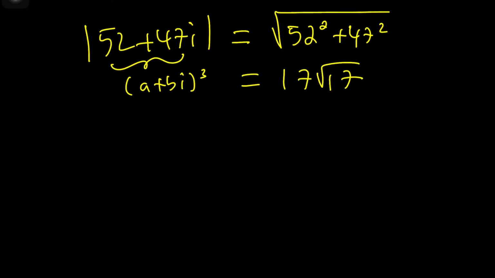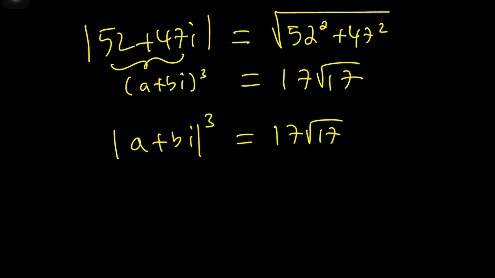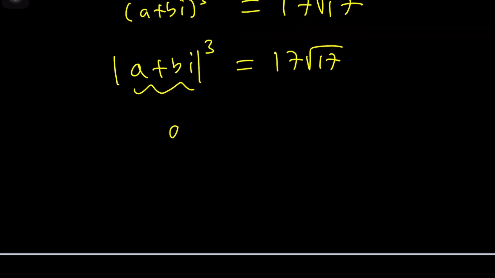Now, you know what that means? Because we can take out the cube, absolute value allows us to do it. And if you cube root both sides, because this is a real number, you're going to get the absolute value of a plus bi as square root of 17.